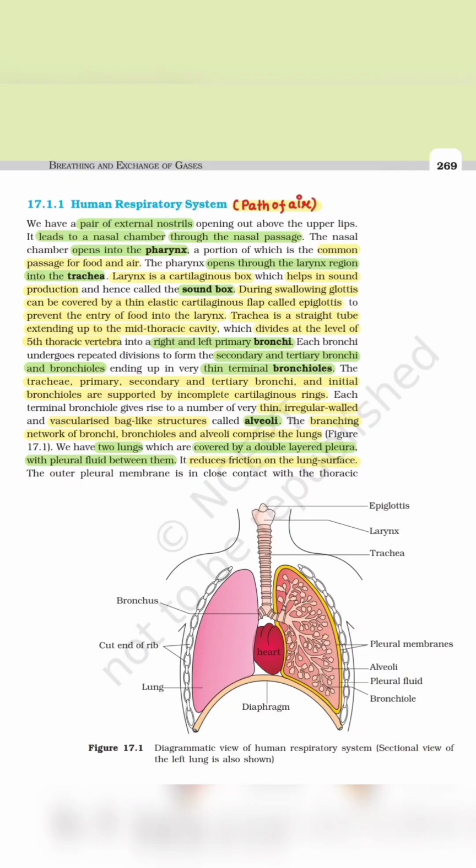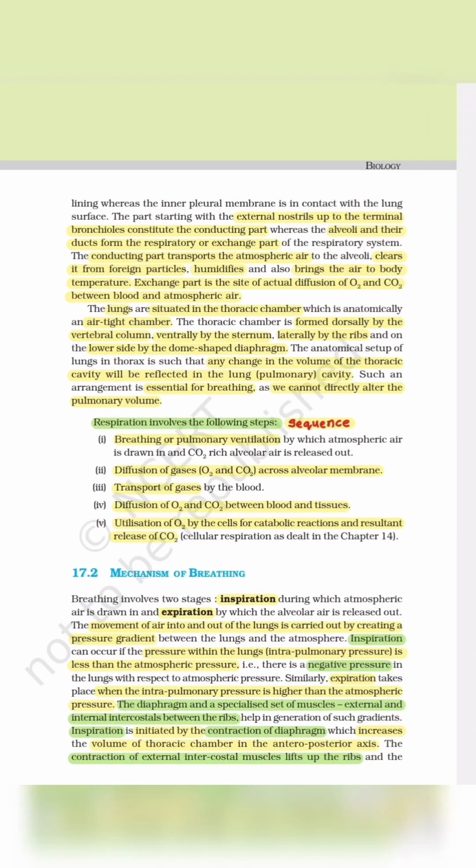The outer pleural membrane is in close contact with the thoracic lining, whereas the inner pleural membrane is in contact with the lung surface. The part starting with the external nostrils up to the terminal bronchioles constitutes the conducting part, whereas the alveoli and their ducts form the respiratory or exchange part of the respiratory system. The conducting part transports the atmospheric air to the alveoli, clears it from foreign particles, humidifies and also brings the air to body temperature. Exchange part is the site of actual diffusion of O2 and CO2 between blood and atmospheric air.